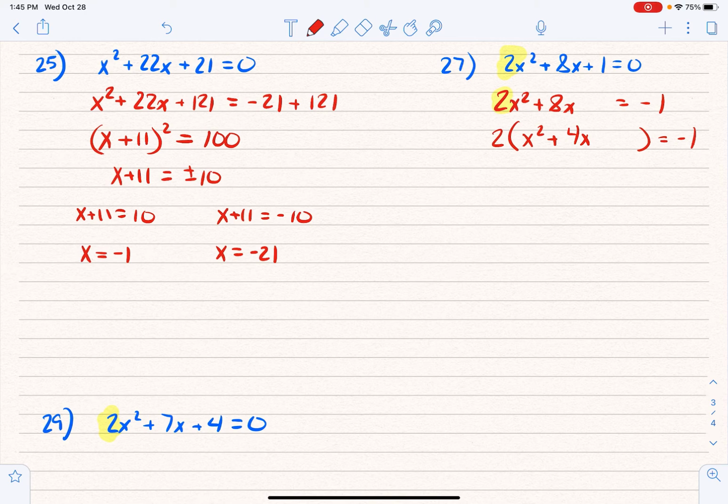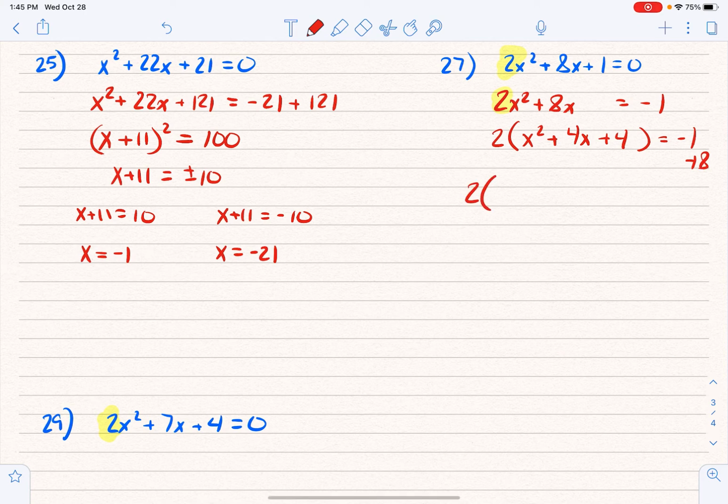Now again, at this point, I do everything the same, but you've got to account for all of it. Half of 4 is 2, square 2, and I get 4. But now here's the catch. I can't add 4 to this side, because I didn't add 4 to this side. I added 4 times 2, okay? That's what I added, 4 times 2. And so 4 times 2 is 8. I have to account for that. Otherwise, I'm going to get this wrong. And so when I add 4 over here, I have to add 8 to the other side.